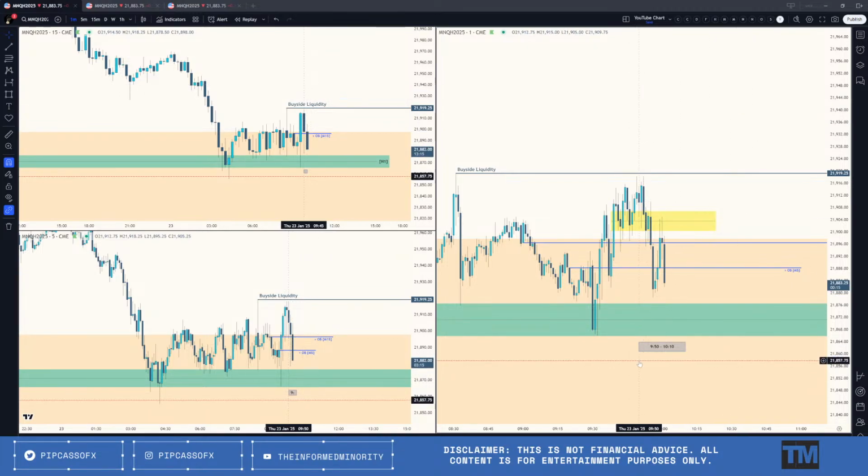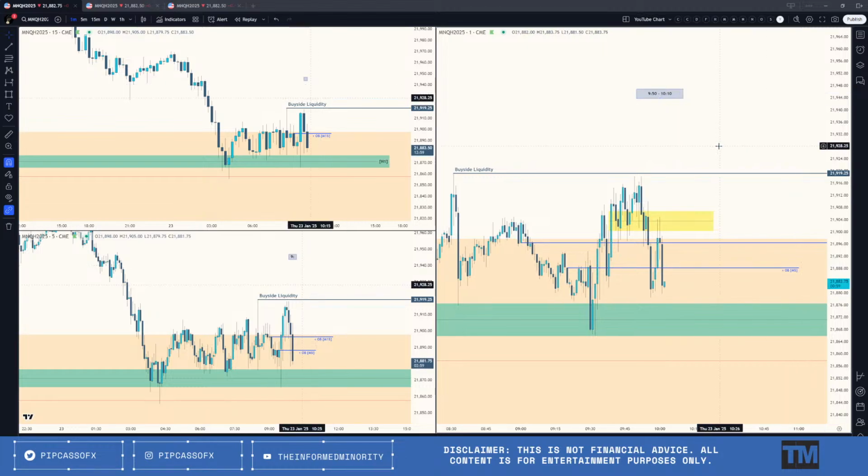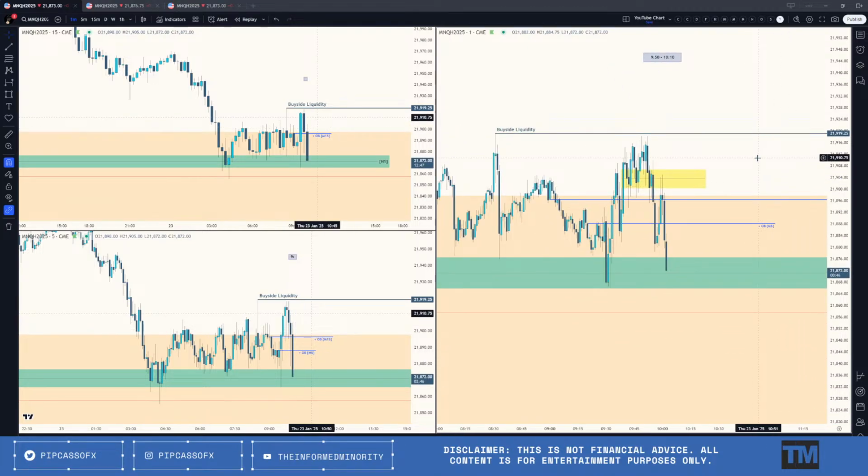So the 950 to 1010 macro. Yeah. Oh, for sure. So I'll get that out the way here. So Dow trading to a fair value gap. We have S&P looking like it's giving up some, showing a little bit of weakness here.